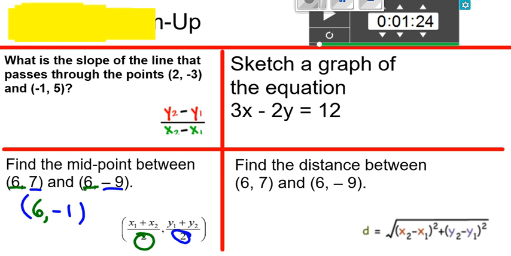Distance formula, plug your values in. You should have come up with 16.